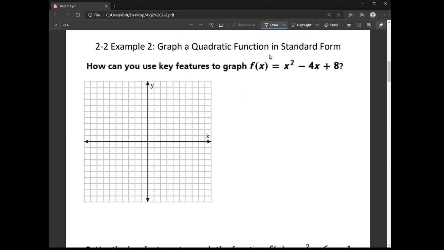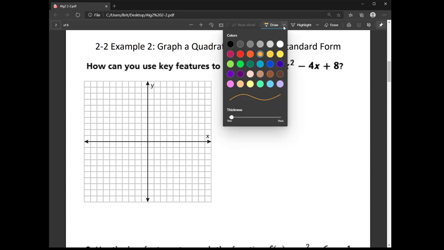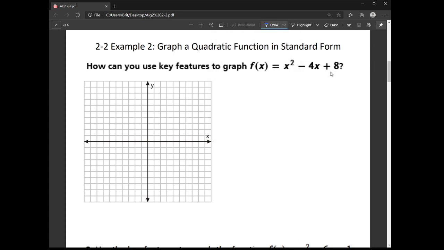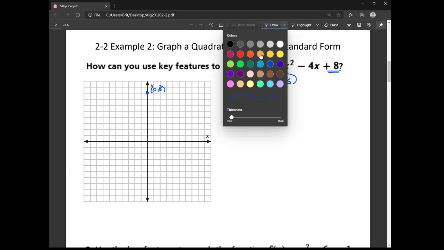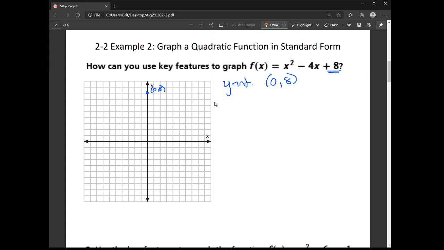Alright, so when I graph in standard form, one of the quickest things to start with is actually the Y-intercept. Our Y-intercept is just the C value. So that's at 0, 8. So right there, just looking at our equation, we get our immediate first point.